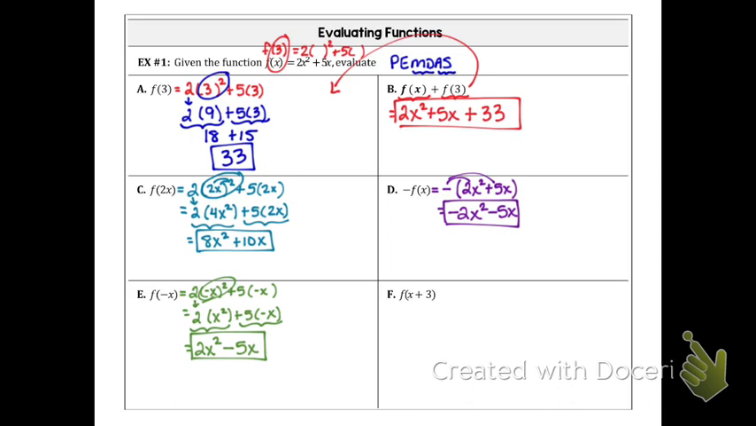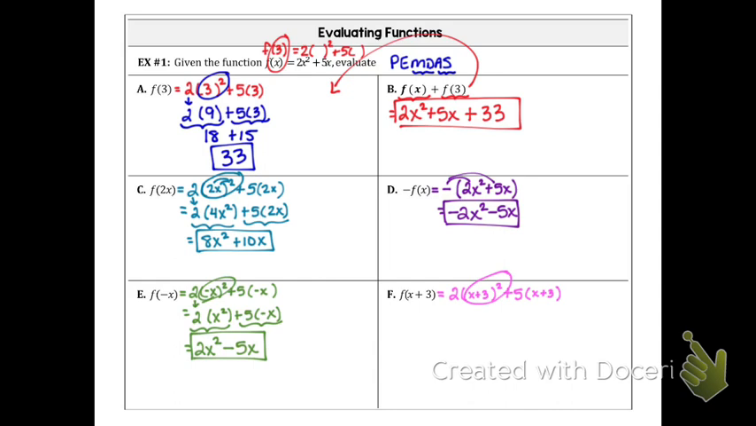Let's see, and then example F, we have f of x plus 3. So it's kind of like A, C, and E. So we're going to plug in x plus 3 for x. So I'll build my skeleton again: 2, x squared, plus 5x. I'm plugging in x plus 3. So I know, like I did earlier, there's no work to do inside the parentheses. x plus 3, I can't combine them. So I'm going to have to do exponents. Remember, squared means it's there twice.